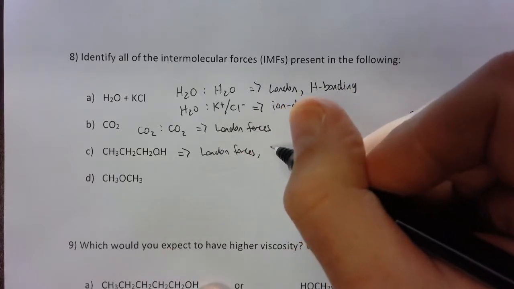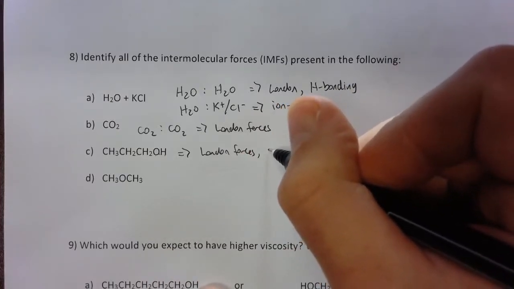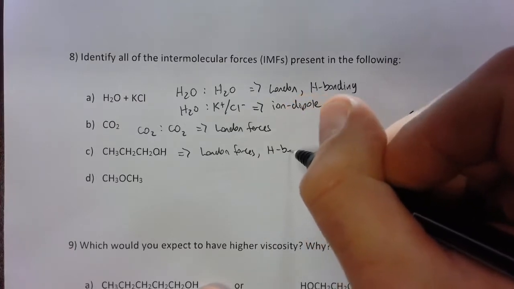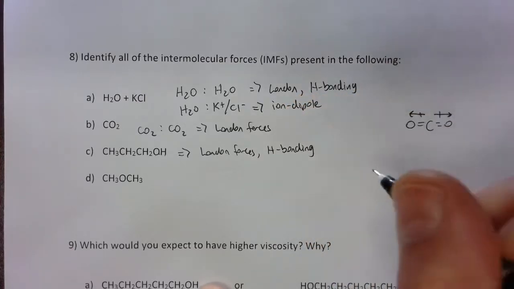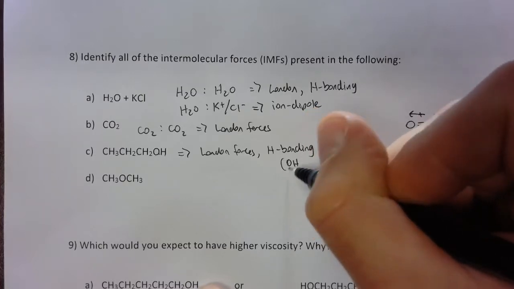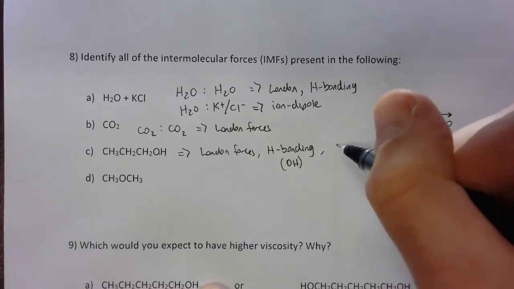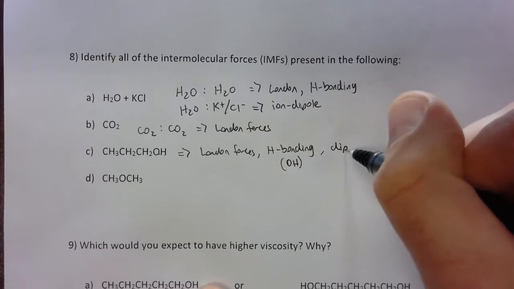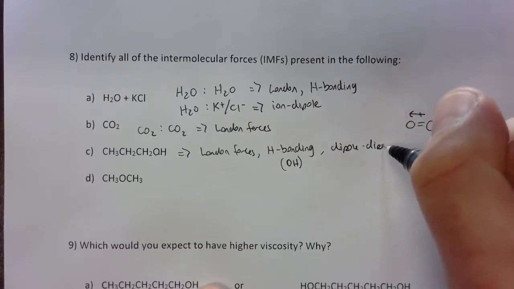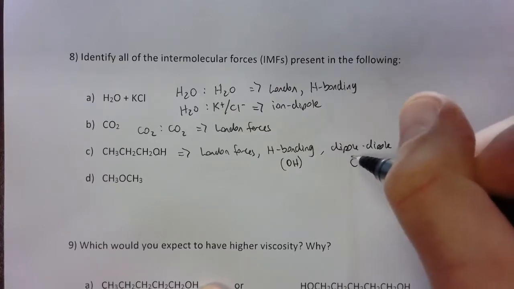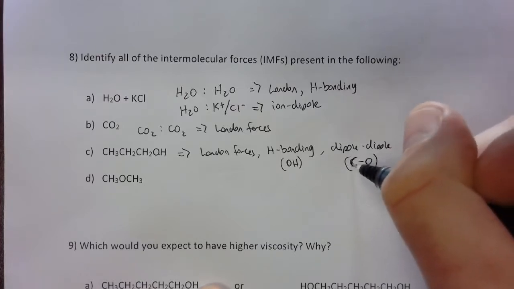But since we have that CO and OH, we're going to have hydrogen bonding because of the OH. And then we're going to have dipole-dipole. And that's due to the CO bond.